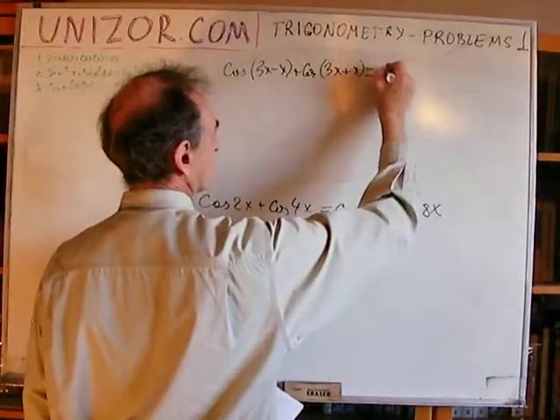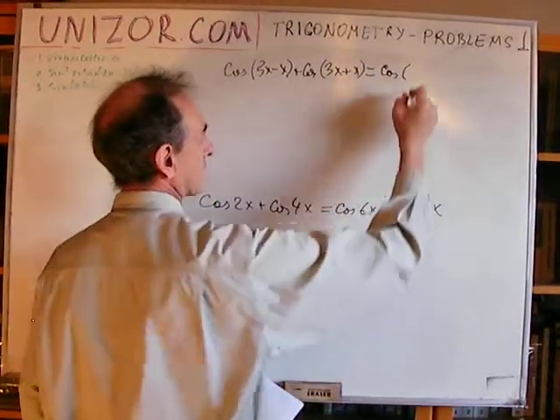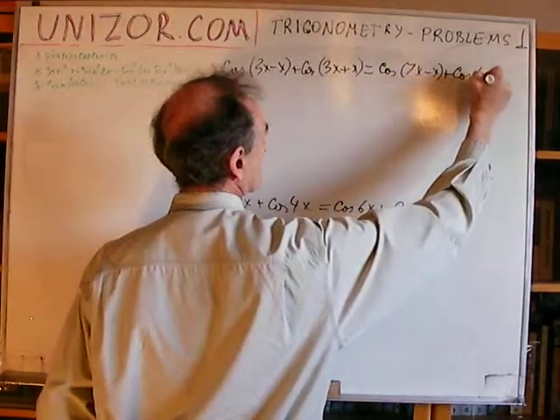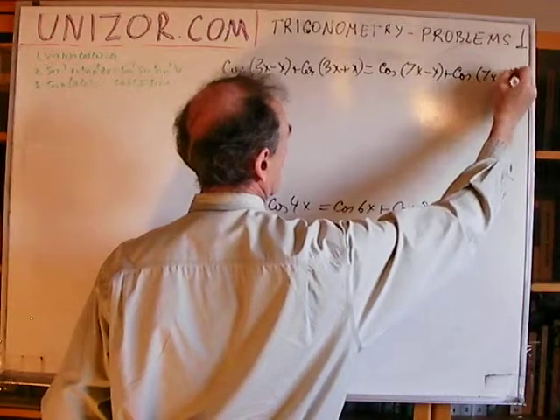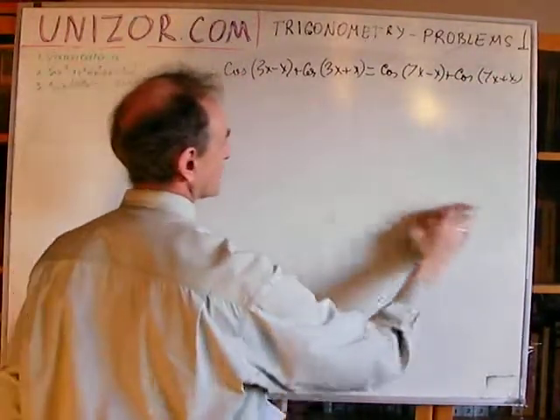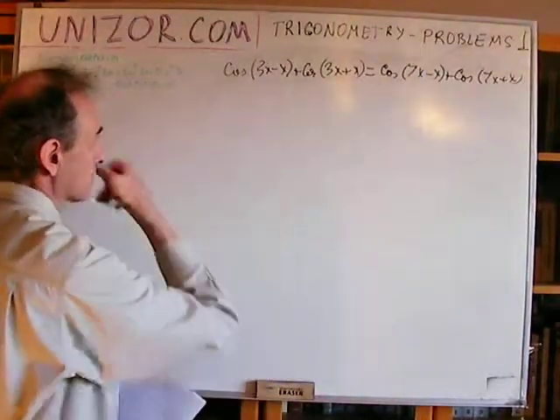And here I will do exactly the same thing. In between you have 7x, right? So it's 7x minus x plus 7x plus x. So that's the same equation. I just replaced 2x with 3x minus x, and 4x with 3x plus x, and the same there.